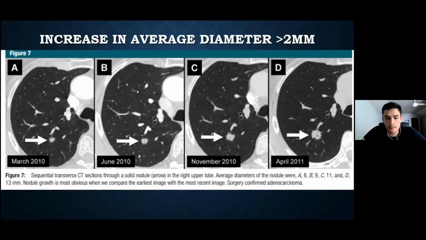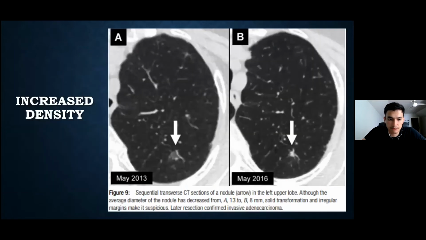So in this image, we are seeing an actual view of a chest CT. We can see a solid nodule that is increasing in size from March 2010 to April 2011. And we can see that the initial average diameter was 8 and the final average diameter was 13. So this nodule meets criteria for growth and it should be biopsied or resected.